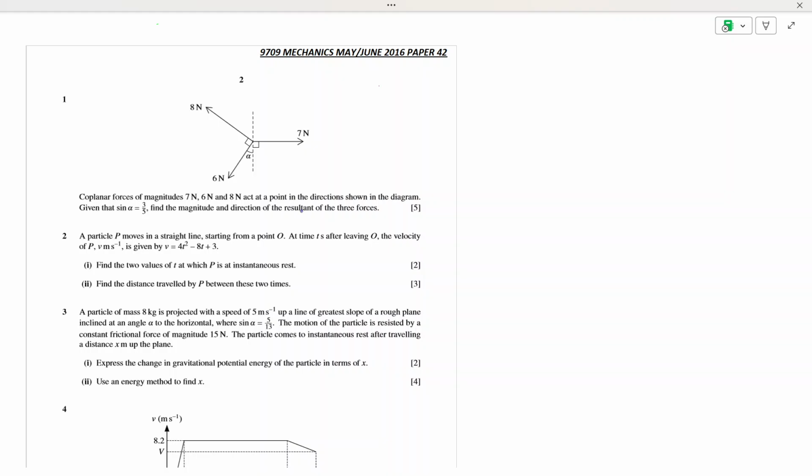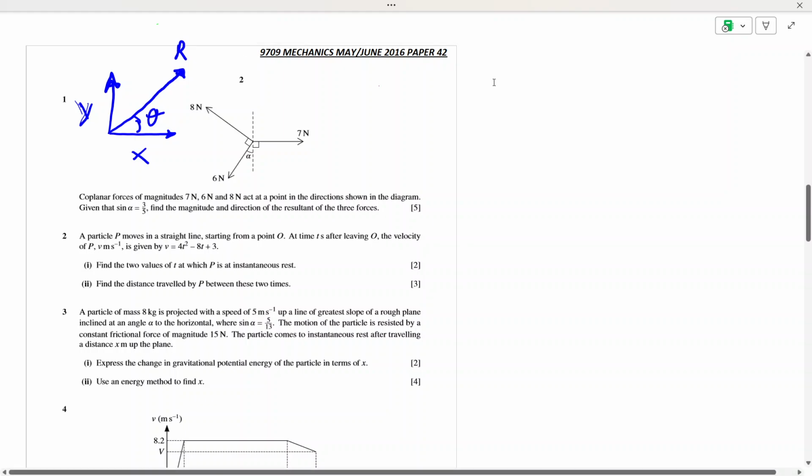To get the resultant, which means the overall force, the overall effect of all these three forces at that point, we need to find the resultant force in the x direction and the resultant in the y direction. These are the components. Then the resultant is going to be R, and we're going to have theta, the angle at which it acts relative to the x direction.